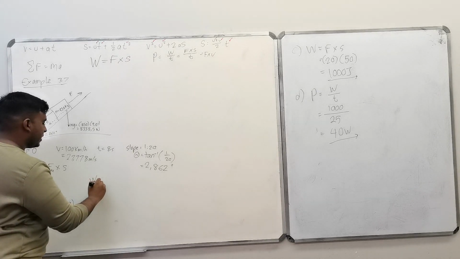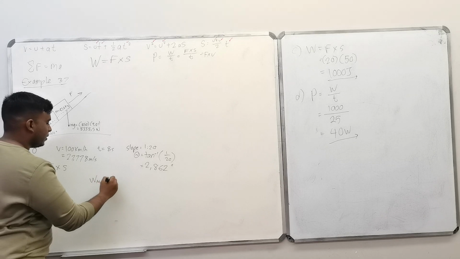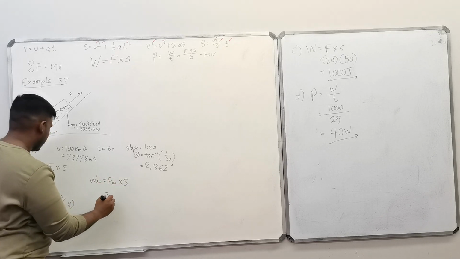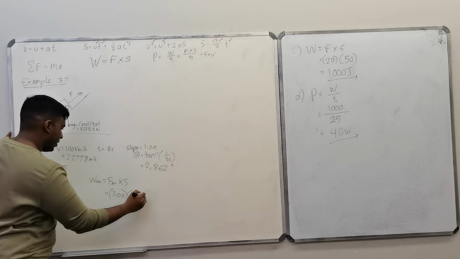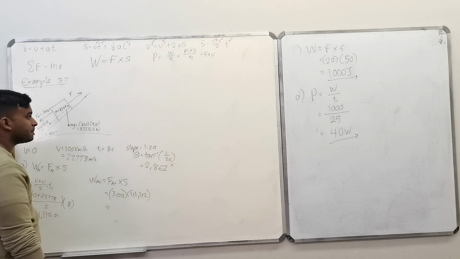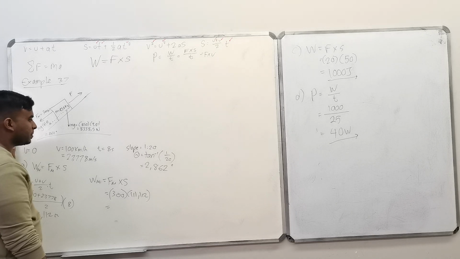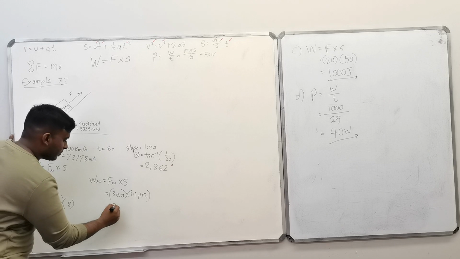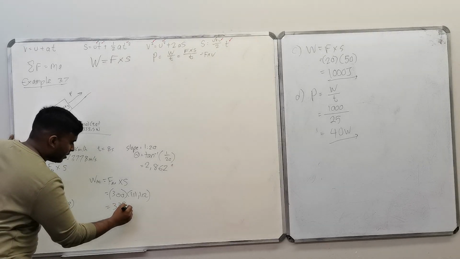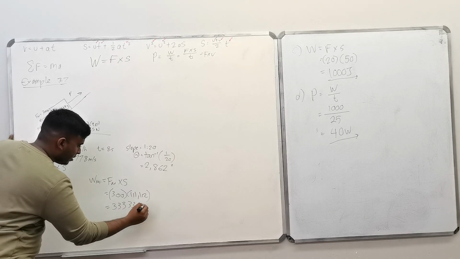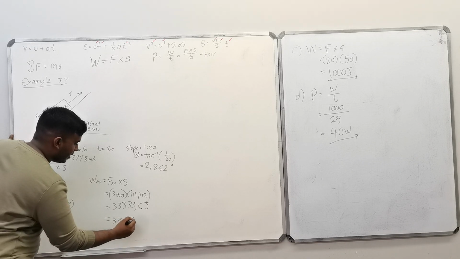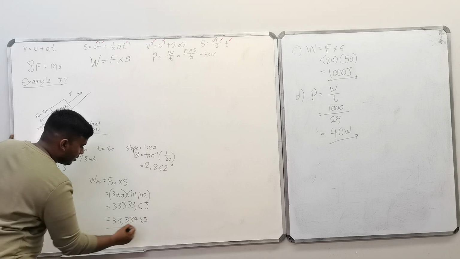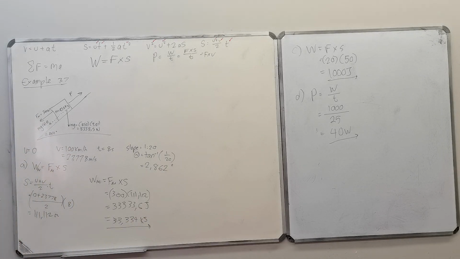So your work done against frictional resistance would be equal to frictional force times your displacement, which is 300 times 111.112, which is 33,333.6 joules, which is the same as saying 33.334 kilojoules. Okay? Everybody okay? Next one.